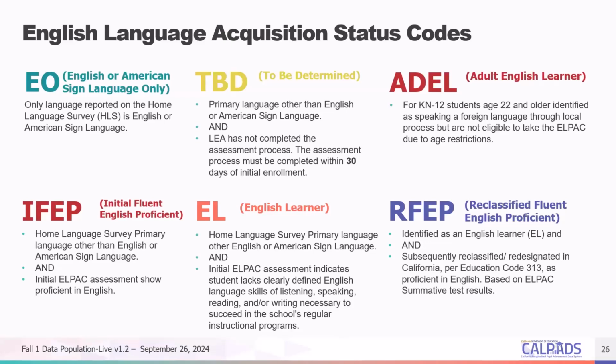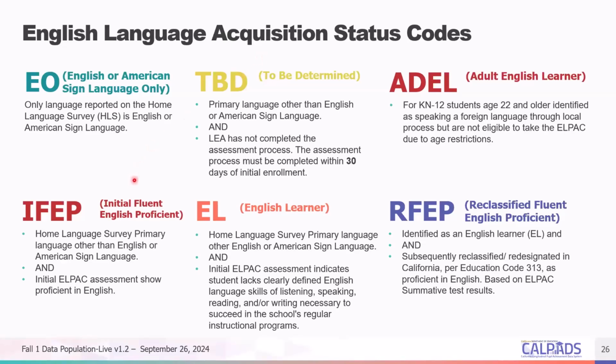This slide contains the different ELA status codes that can be submitted for a student. And all students in grades TK through 12 must have an ELAS code reported in CALPADS. Students whose only language reported on the home language survey is English or American Sign Language are reported with an ELAS of EO or English only. Students with a primary language other than English or American Sign Language are reported as TBD until the LEA has completed the initial LPAC assessment process.